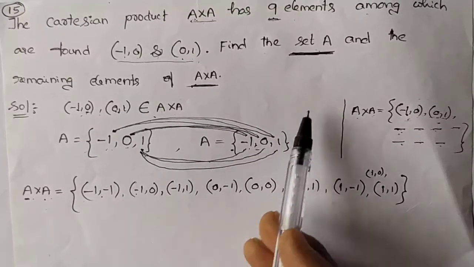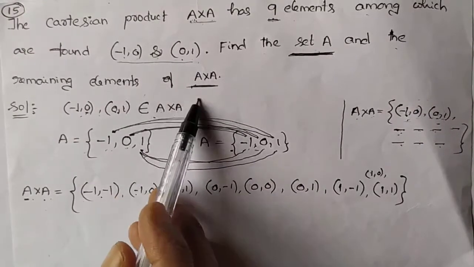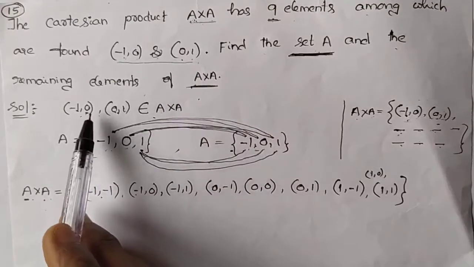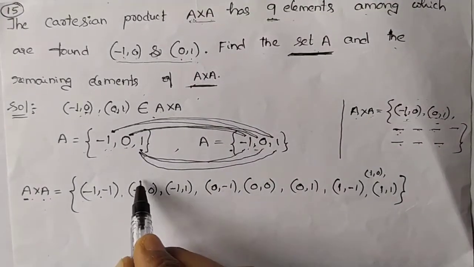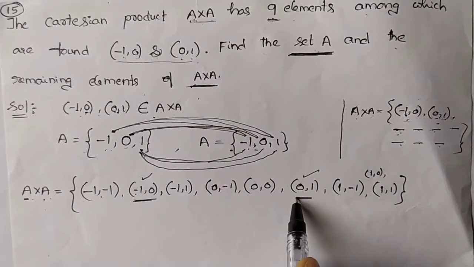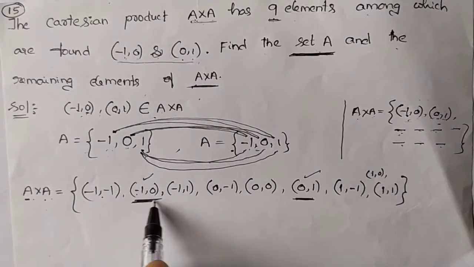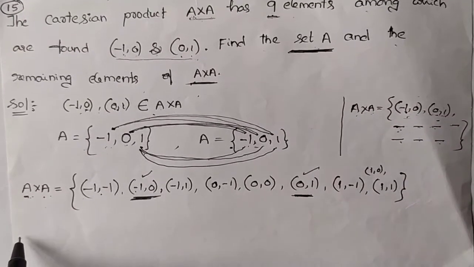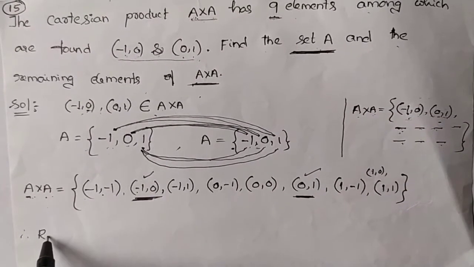Now what we have to find? The remaining elements of A cross A, except minus 1 comma 0 and 0 comma 1. We have to find the remaining elements. Except these two ordered pairs, I mean except these two elements, we have to list out the remaining elements of A cross A. Therefore write down the conclusion.